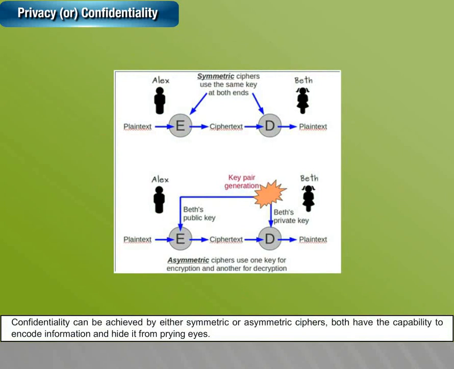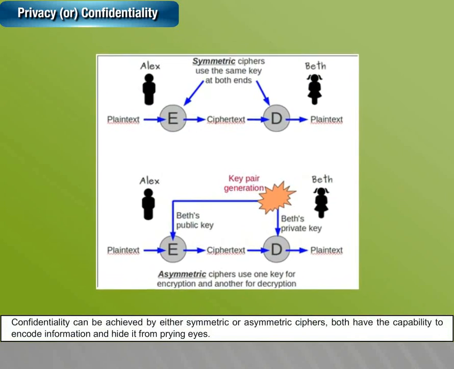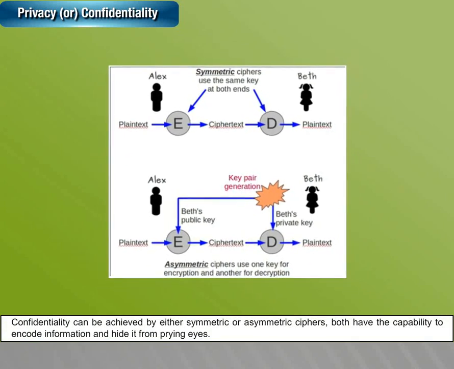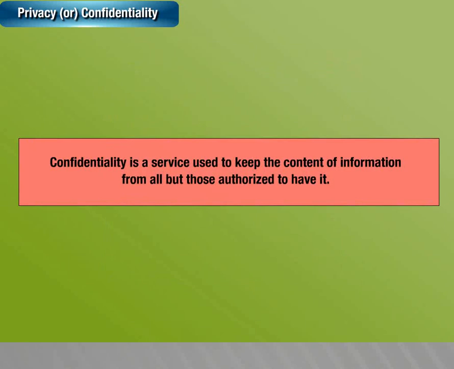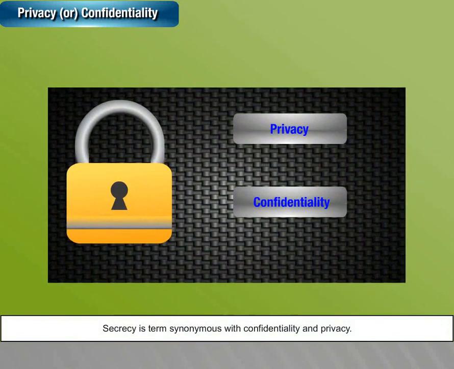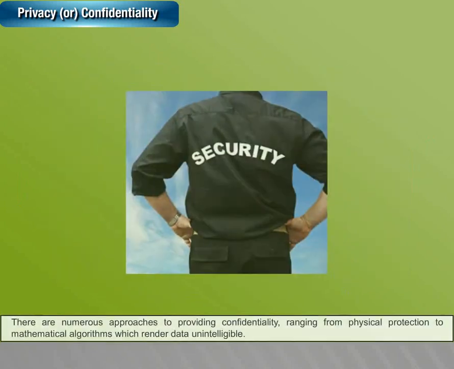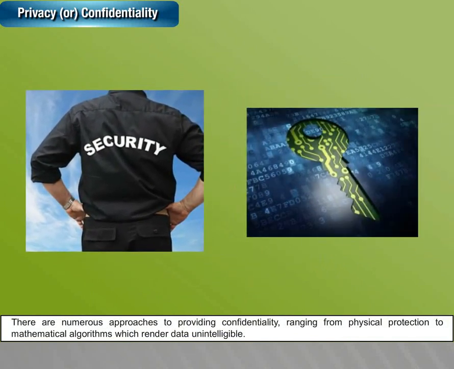Confidentiality can be achieved by either symmetric or asymmetric ciphers. Both have the capability to encode information and hide it from prying eyes. Confidentiality is a service used to keep the content of information from all but those authorized to have it. Secrecy is a term synonymous with confidentiality and privacy. There are numerous approaches to provide confidentiality, ranging from physical protection to mathematical algorithms which render data unintelligible.